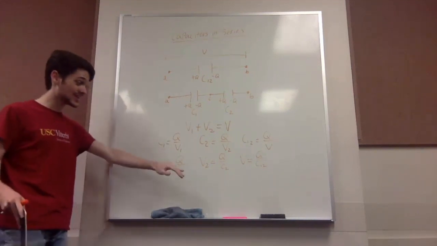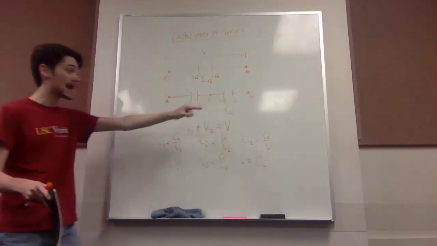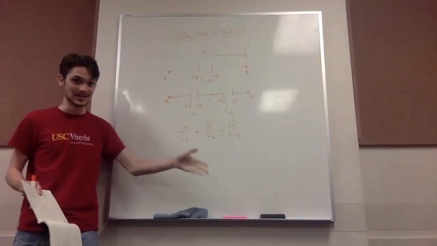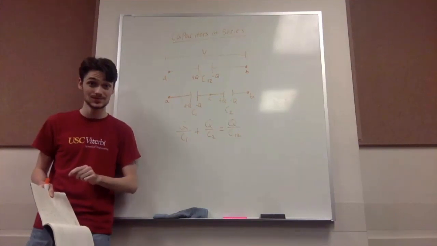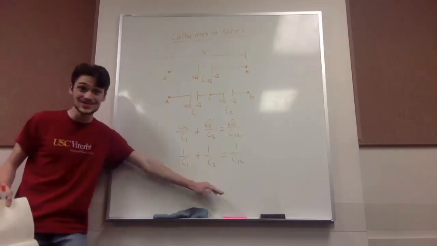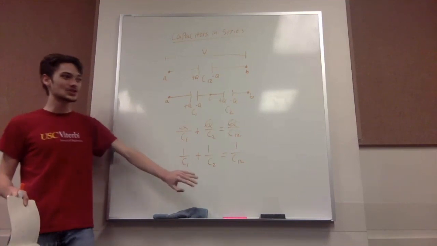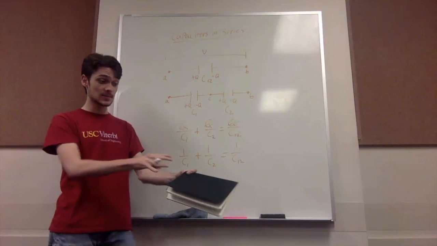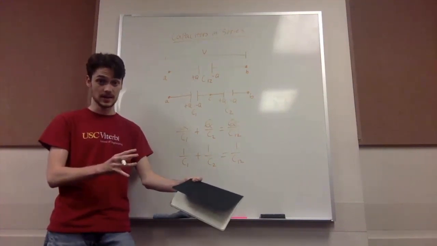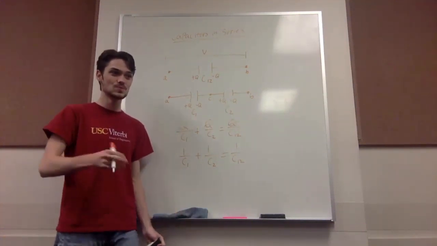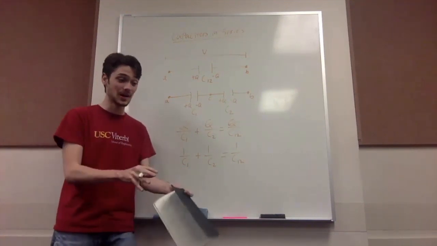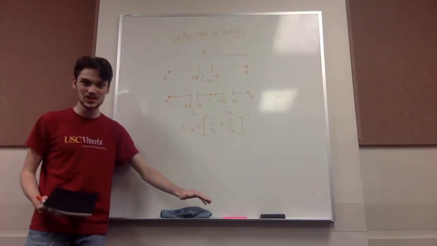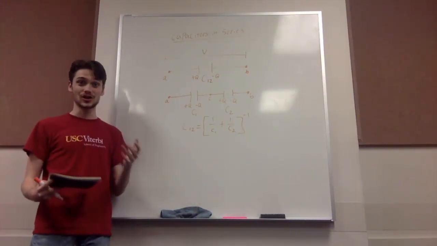Then we notice that we can substitute each one of these back into this equation. We get that Q over C1 plus Q over C2 is equal to Q over C12. The Q's all cancel out, and this is what we're left with. This is one of the golden rules for capacitance. The capacitance of an equivalent capacitor for a system of capacitors in series is simply going to be the inverse of the sum of the inverses of all the capacitors. And we can use this for any situation as long as our capacitors are in series.